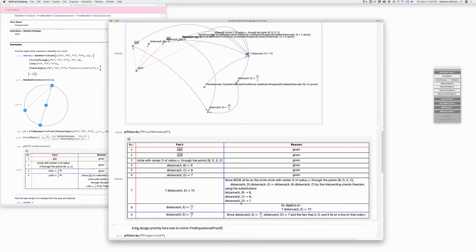So, this is essentially synthesizing text much like we do in show steps for something like calculus or algebra. Is that correct? Yeah. What does this mean? By 7 distance AE by algebra on. So just the generic way we say we used algebra. Hopefully someday we'll have the Wolfram Alpha show steps to explain this a little better. But this is just dividing by 7.